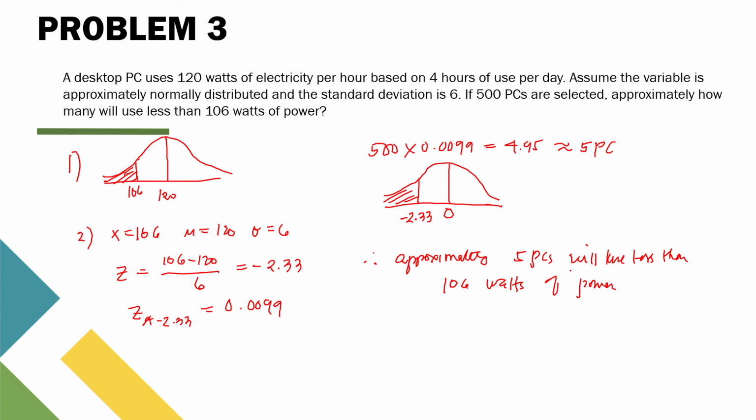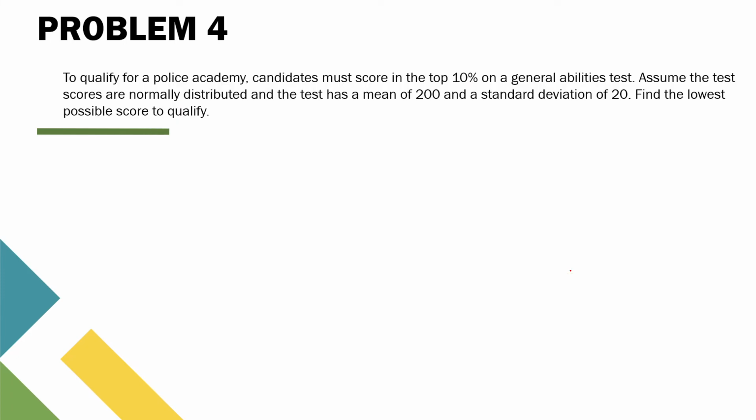So let's proceed with problem number 4. In problem number 4, this is different from problems 1, 2, 3, because in this problem a percentage or the area is given. So first, the question is: to qualify for a police academy, candidates must score in the top 10% on a general abilities test. Assume that the test scores are normally distributed and the test has a mean of 200 and a standard deviation of 20. Find the lowest possible score to qualify.